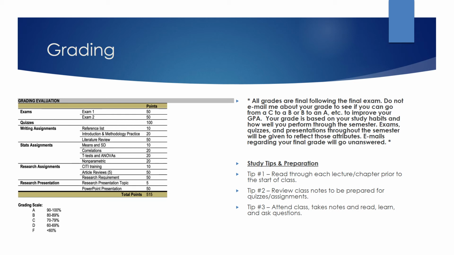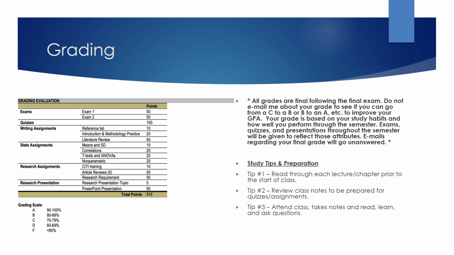Here is your grading and how you'll be evaluated throughout the semester. You can see for exams, we have 2 exams worth 50 points each. Your quizzes total 100 points. Remember, we have up to 10 quizzes, 10 points each. We'll have writing assignments, statistical assignments, research assignments, and then your presentation, for a total of 515 points for this class. You can see with the grading scale, 90 to 100% is an A, 80 to 89% is a B, and so forth.